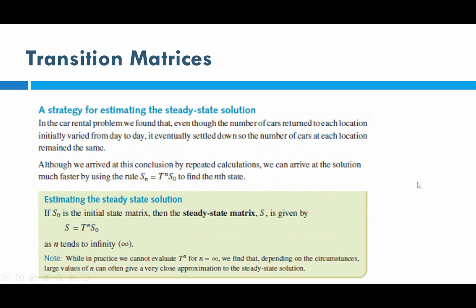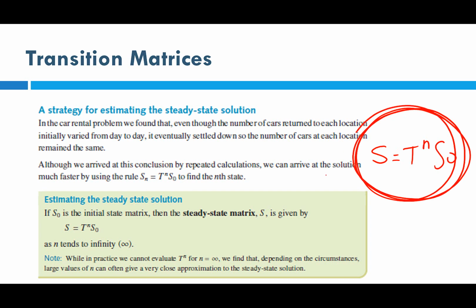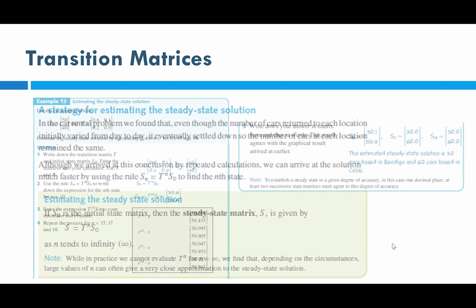Right. A strategy for estimating the steady state solution. In the car rental problem for Bendigo and Colac, we found that even though the number of cars returned to each location initially varied from day to day, it settled down. Although we arrived at this conclusion by repeated calculations, we can arrive at the solution much faster by using this rule: S = T^n S0 to find the steady state solution, because n tends to keep going to infinity. Okay? So let's have a look at this situation.